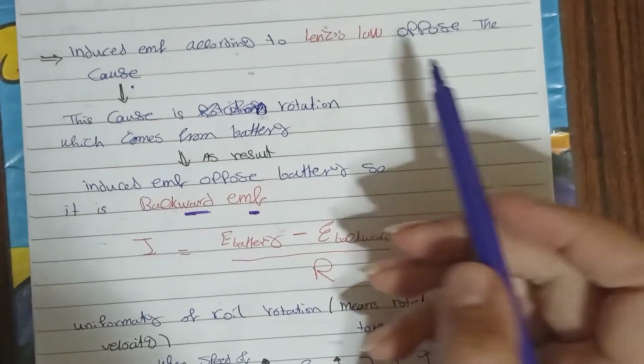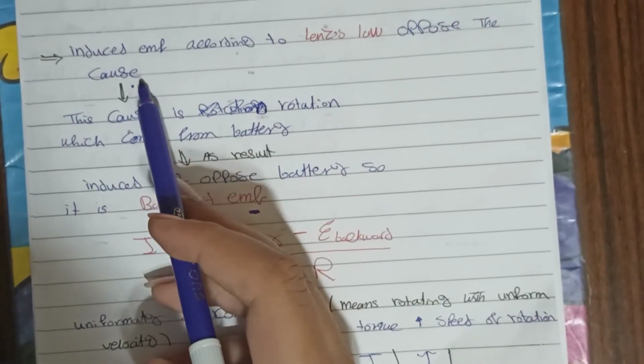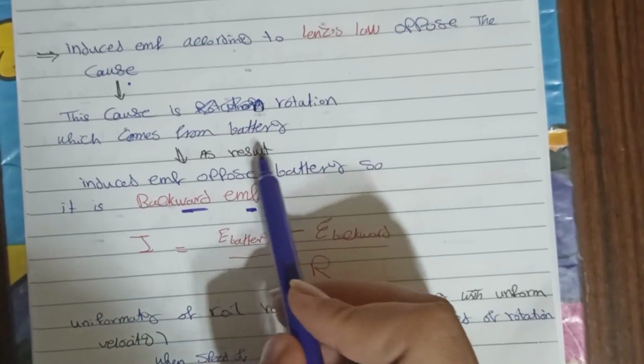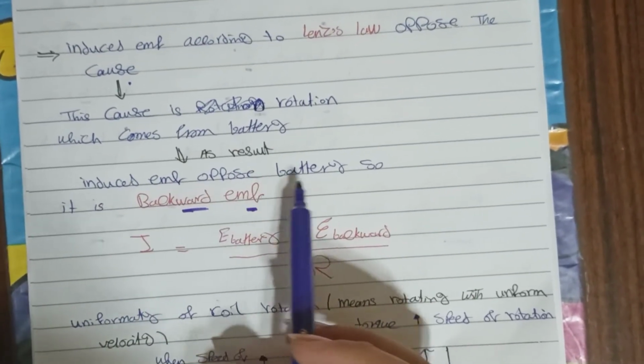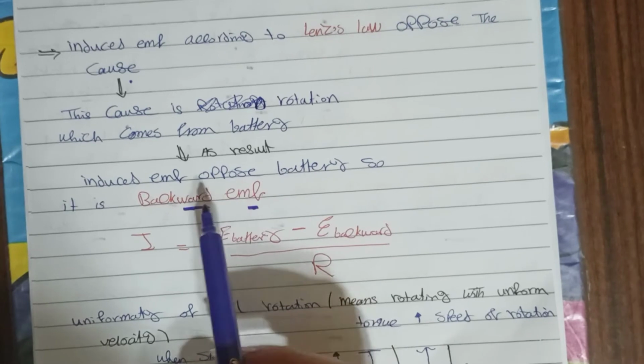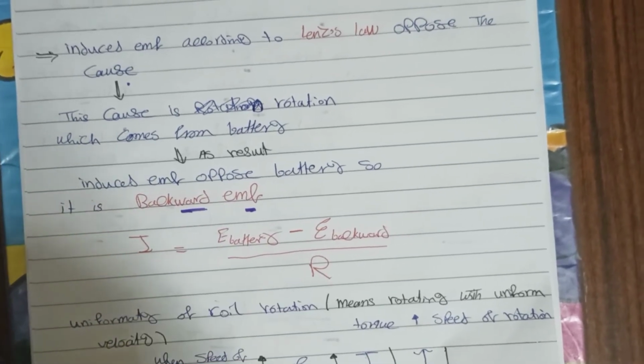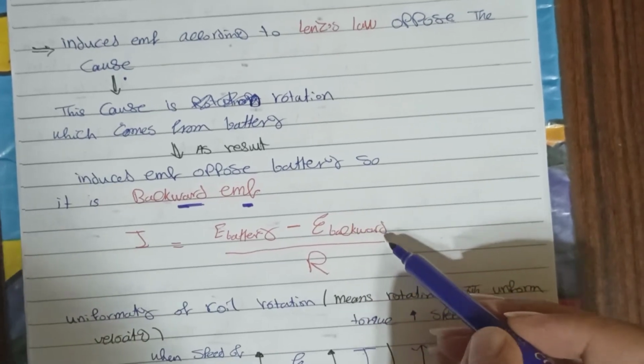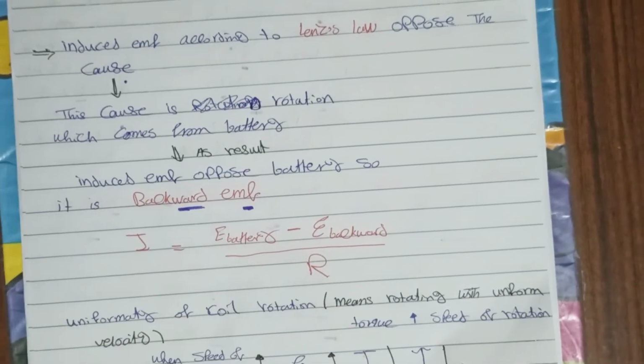Induced EMF, according to Lenz's law, opposes the cause. In this case, the cause is the rotation which comes from the battery. As a result, the induced EMF opposes the battery, so it is the backward EMF. We can calculate the current from the EMF of the battery minus the backward EMF, divided by the resistance.